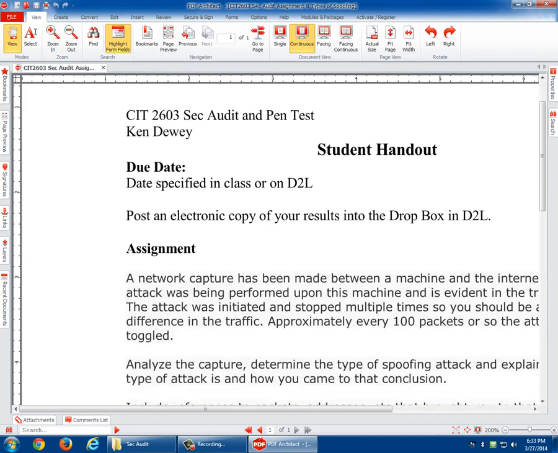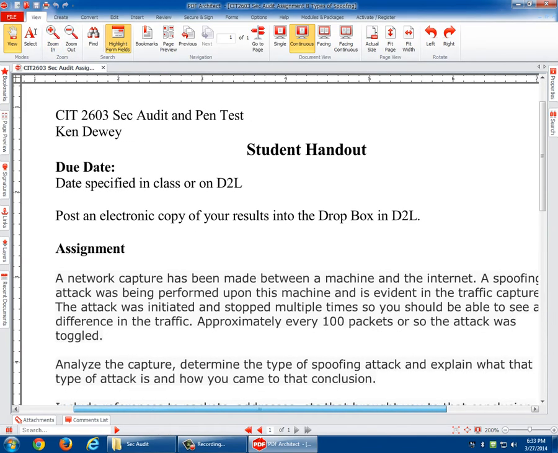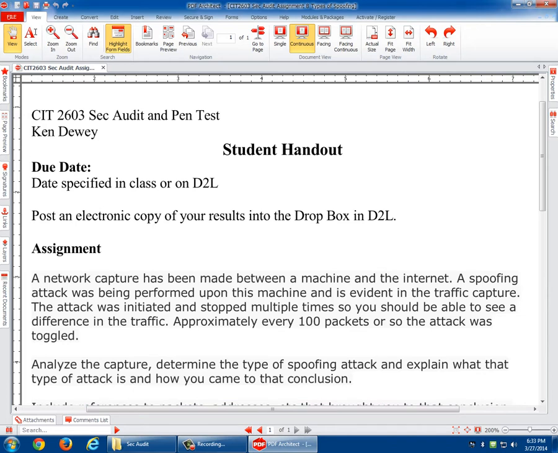It says a network capture has been made between a machine and the internet. So it's internal to external. That's what you're looking for. Some sort of spoofing attack, I didn't tell you which one, was being performed upon the machine and is evident in the traffic capture. The attack was initiated and stopped multiple times.